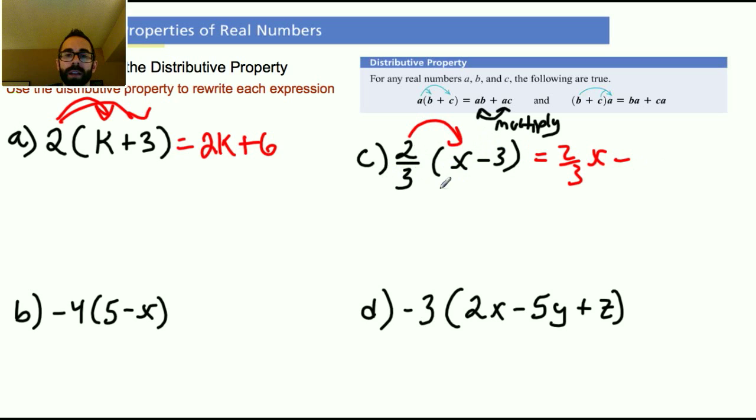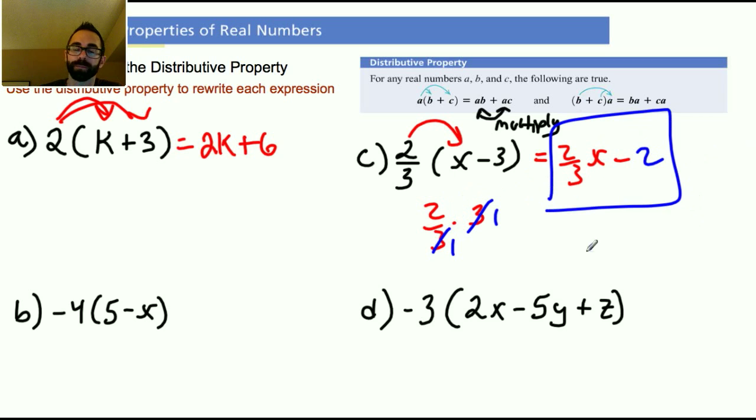Now what about this? I'm going to do this down here. 2/3 times 3. So check out this nerdiness. You see how we have a 3 on top and a 3 on the bottom? That means I can divide both the top and the bottom by 3. If I divide this by 3, I get 1. If I divide that by 3, I get 1. So really it's 2 times 1, which is just 2. So 2/3 times 3 is really just 2. And that's it right there.